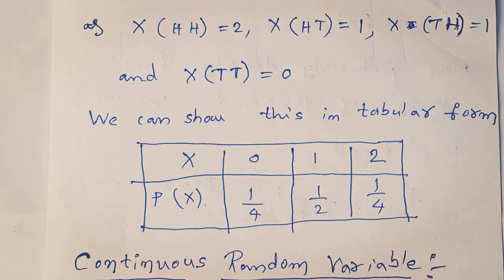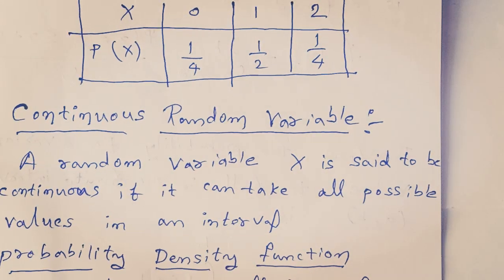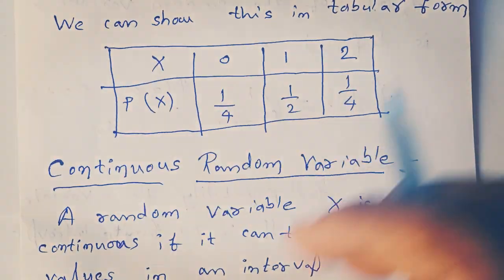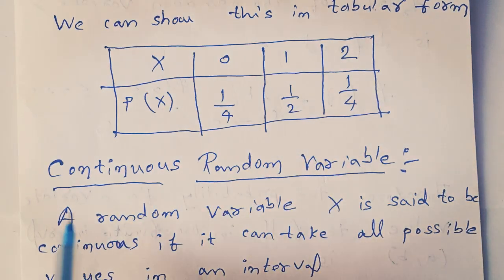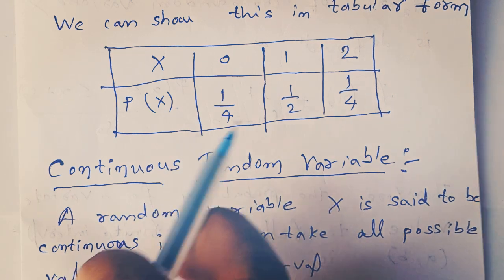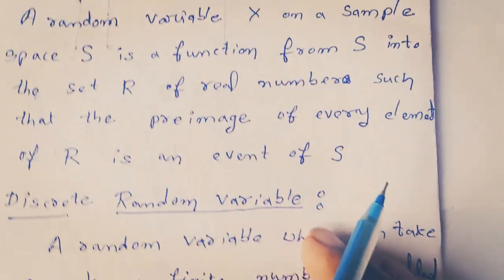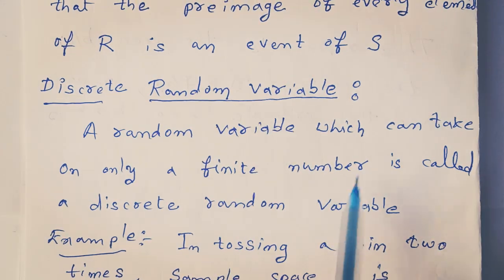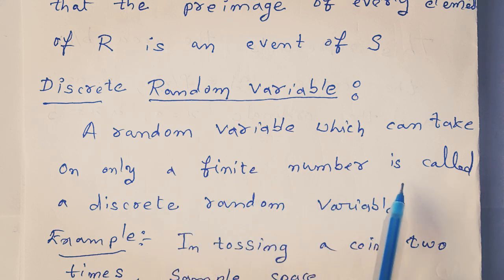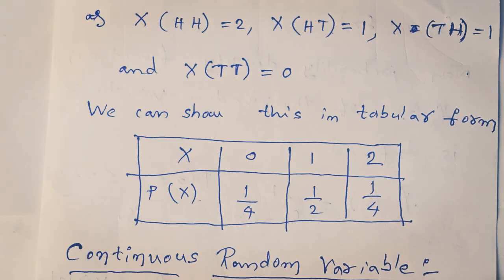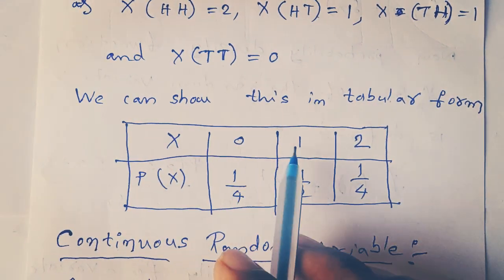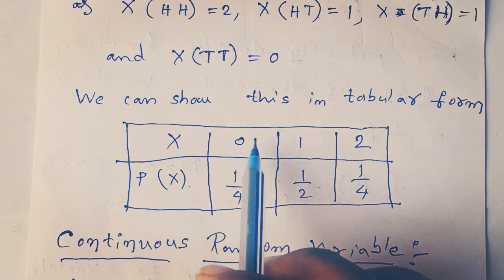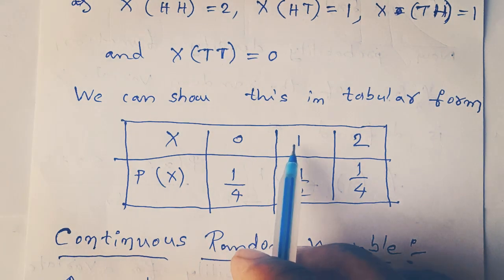Okay, that is about discrete random variable. Now let us know about continuous random variable. What is a continuous random variable? A random variable which can take on only a finite number of values is called a discrete random variable, because here we notice that in this table 0, 1, 2 are finite numbers. There are only 3 cases: 0 case, 1 case, 2 case.